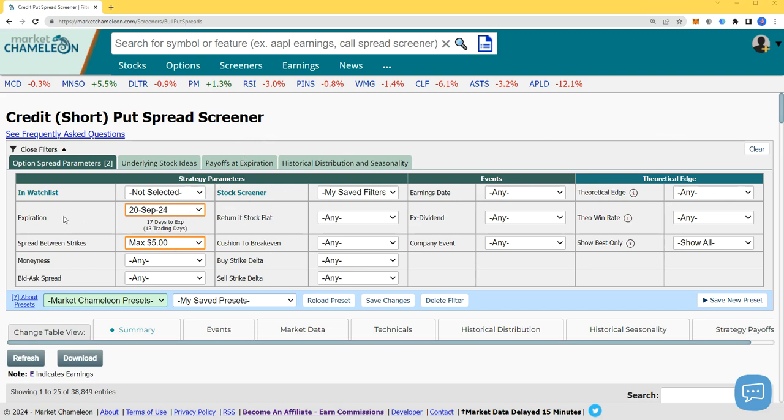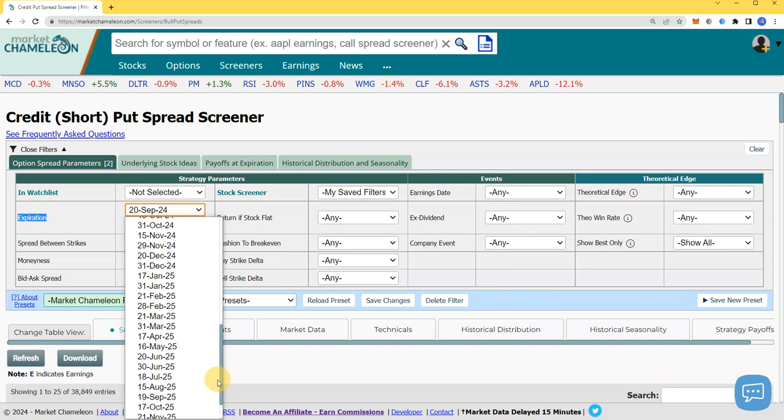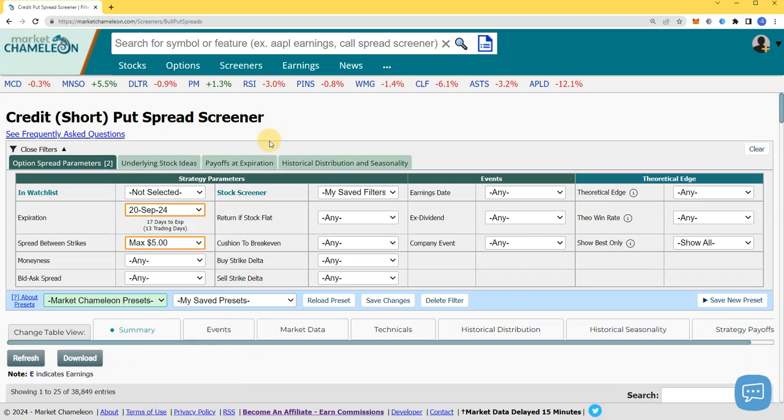So as I said, the default filter without anything says expiration for the monthly September 20, okay? And you can change all of this. You got yourself 14 days. Let's see if we got anything early. Yeah, 7 days, 14, 30, 60, 60 to 120, 120 to 180, and 6 months and beyond, 180 days. And you can also pick by expiration. Look at all those expirations. There's tons of possibilities at the end of the day.